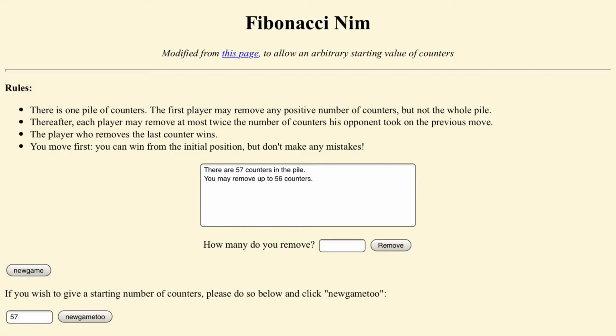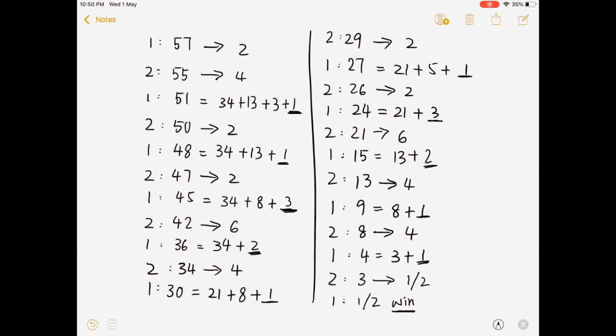So I had a game with the computer online. However, because the game is too long-winded, I decided to not record it but write it down. And as we could see from here, we began with 57 coins. So as what I said, I broke down just now. It was 2, and it continues like this. And player 1 is me, and player 2 is the computer. If you need more time, you can actually pause and have a look.